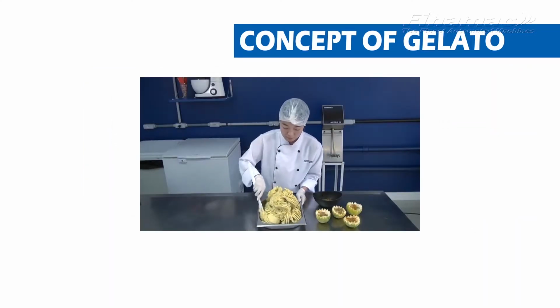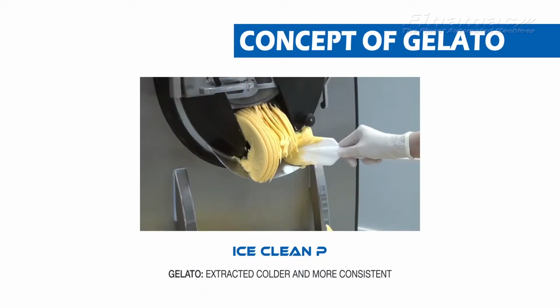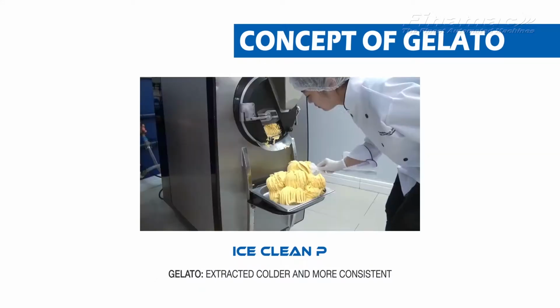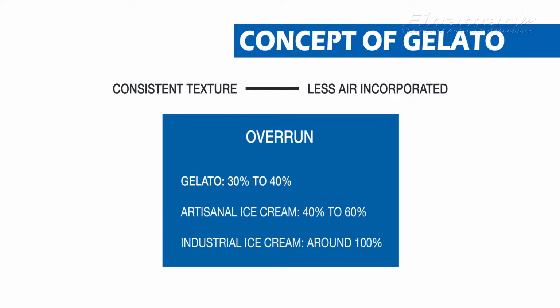It is more consistent than other ice cream, and to produce it we will use the Ice Clean P because gelato will be extracted colder and more consistent from this machine. The consistent texture has connection to less air incorporated. Overrun or air incorporation percentage will be around 30 to 40%.